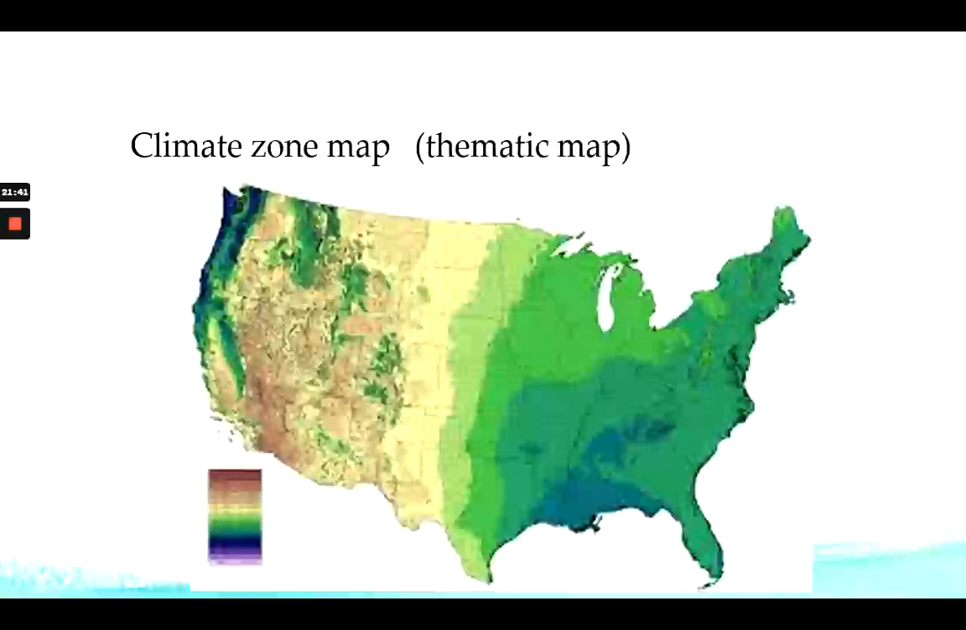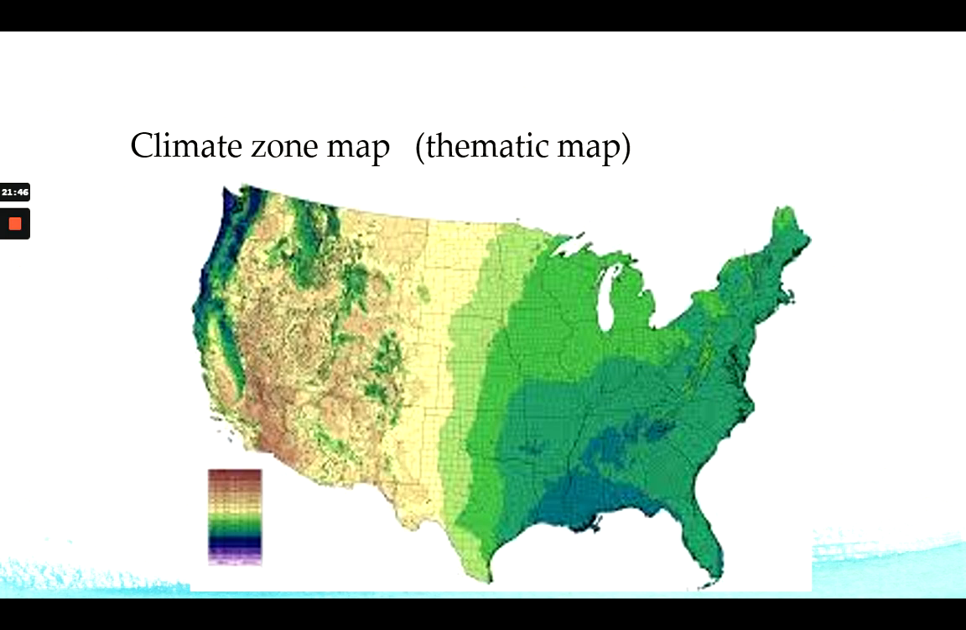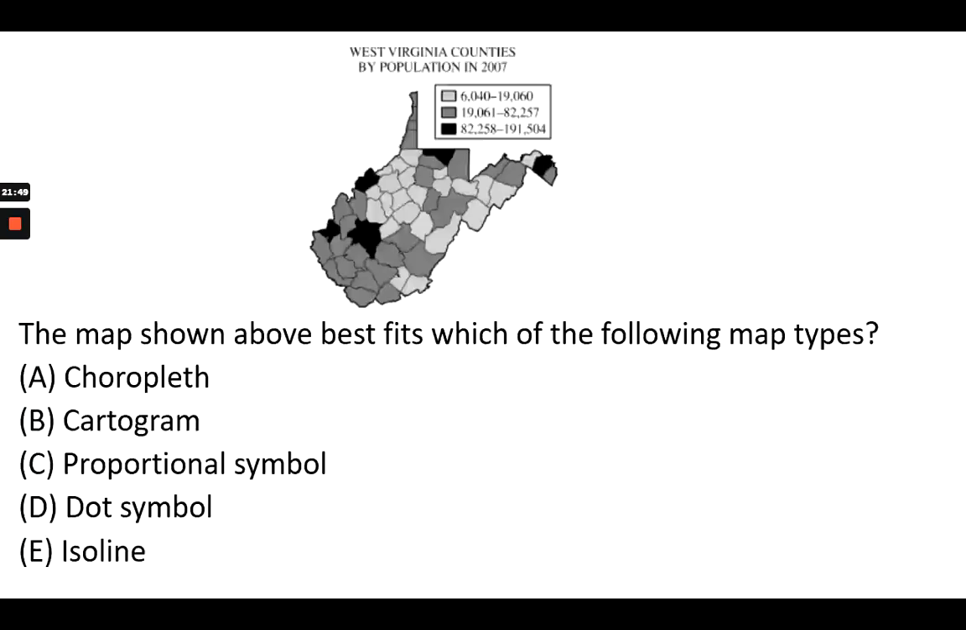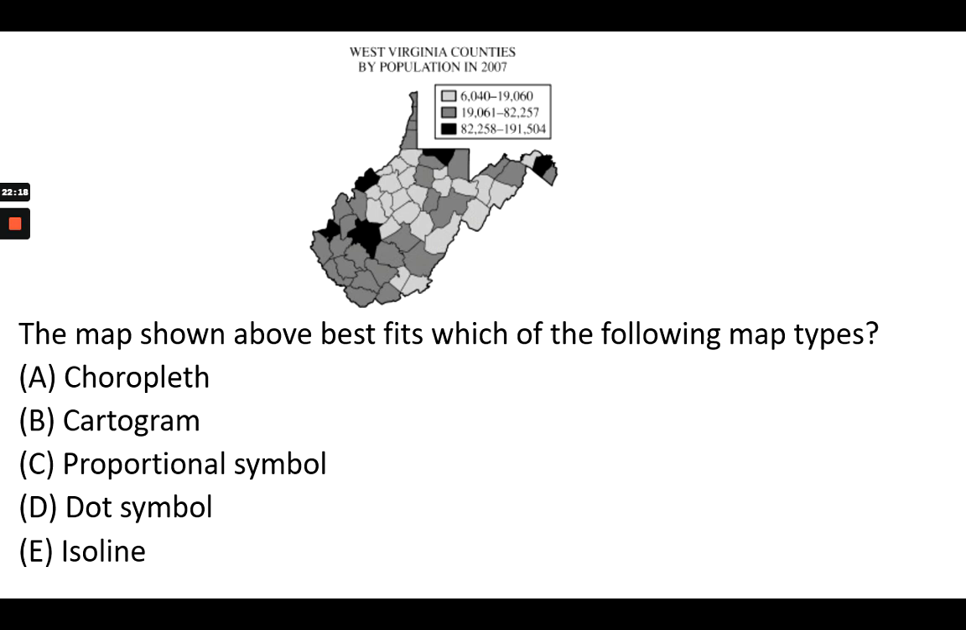Here's another climate zone map. Okay, so now on these videos, I try to have some multiple choice ready for you. Here's one for you right now. The map shown above best fits which of the following map types? Okay, and the answer is A, choropleth.